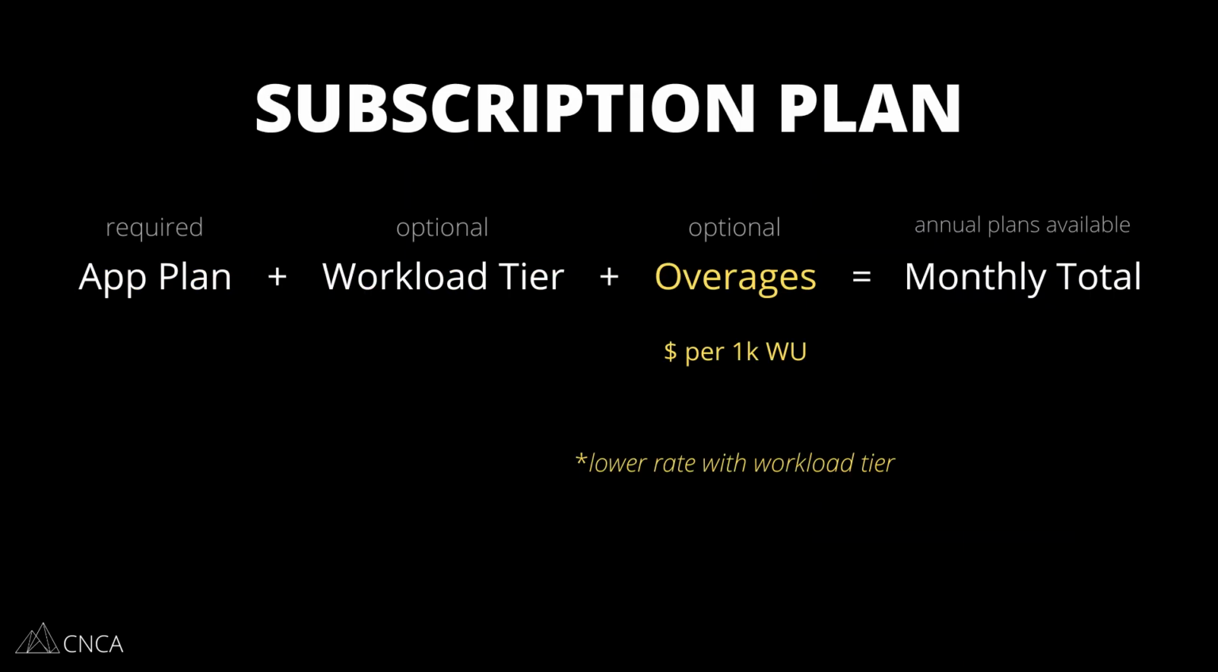Now, a third optional component is what are called overages. If you need to enable overages, now you're entering into a pay-as-you-go system. So if you've exceeded, in your monthly billing cycle, the number of workload units that your base plan gave you and optionally your workload tier gave you, then you can go into overages. Here you're just paying a rate for every extra 1,000 workload units that you consume. It's up to you whether you want to enable these overages or not.